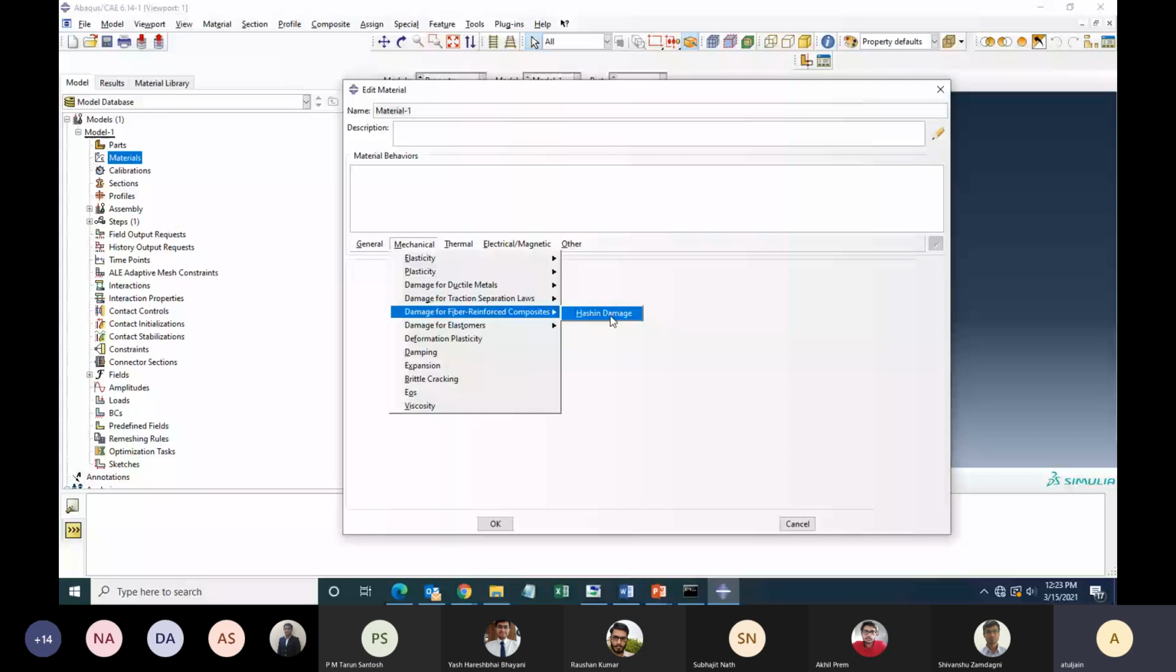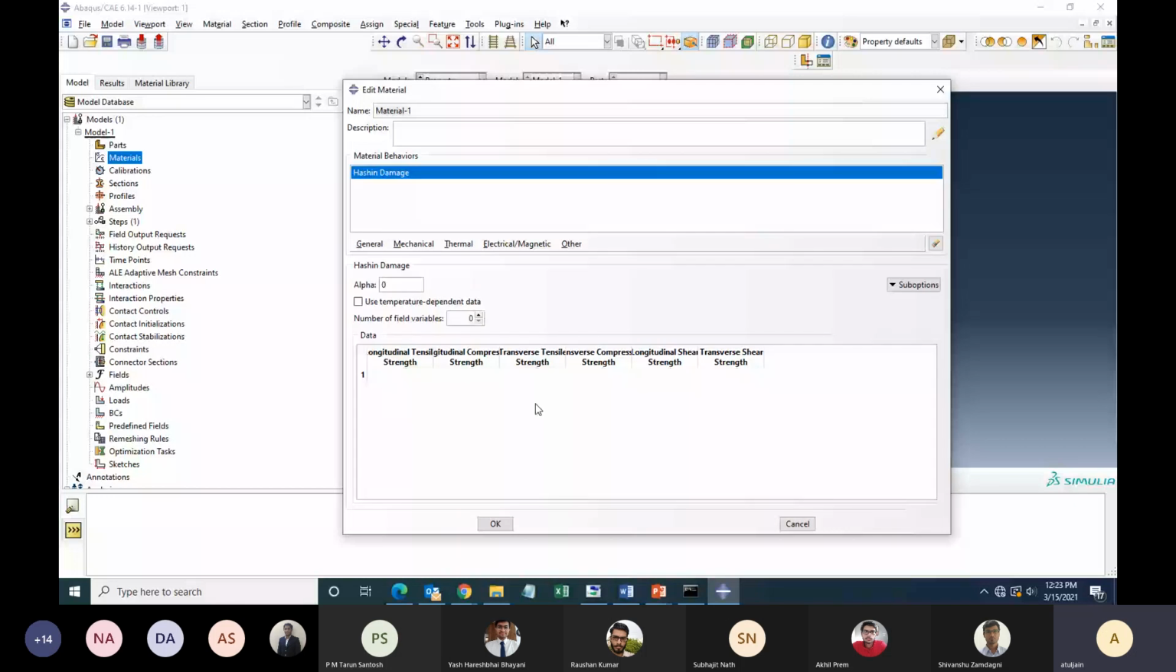There are 6 entries that it is asking for: longitudinal tensile, longitudinal compressive, transverse tensile, transverse compressive, longitudinal shear, transverse shear. Is this visible now? Yes, sir. So it wants these 6 strengths. And can you see the sub options at the right hand side? Yes, sir. If you click on this, there will be 2 options below that. One says damage evolution, the other says damage stabilization.